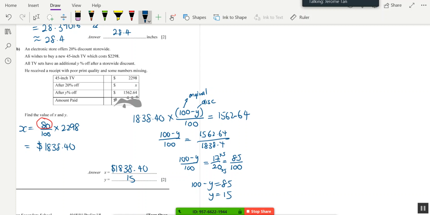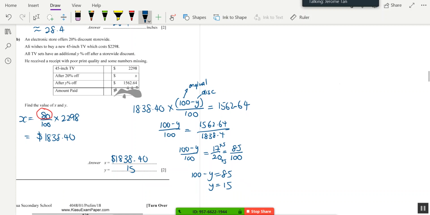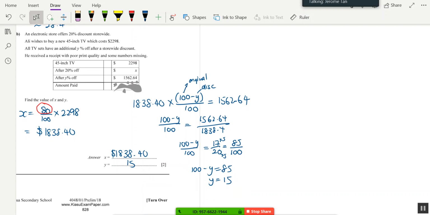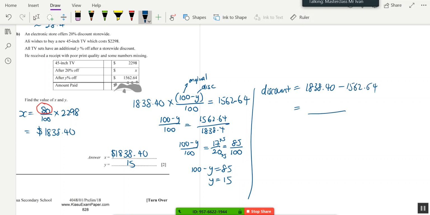I mean, if I find 1% first, then take 1838.40 minus 1562.64, right? Also can. That means you find out what is the discount first, right? Also can. Yeah. The discount is equal to 1838.40 minus 1562.64. Also can. Equals to this amount, right? Yeah.